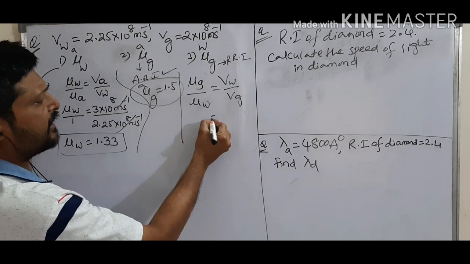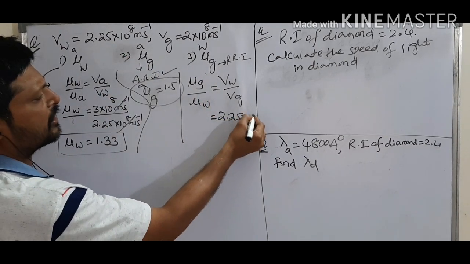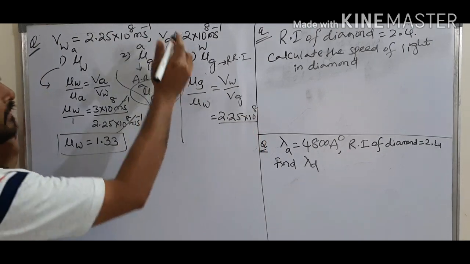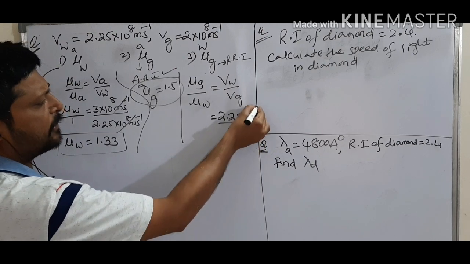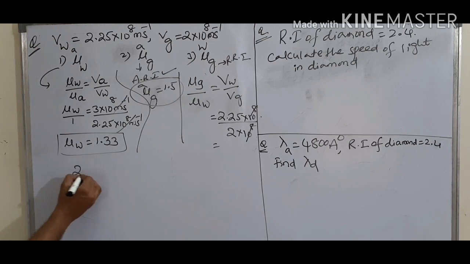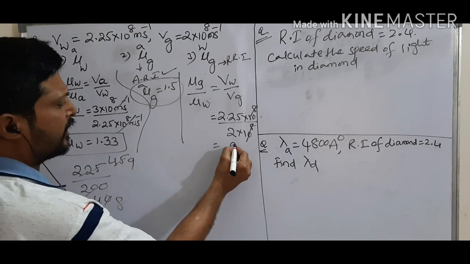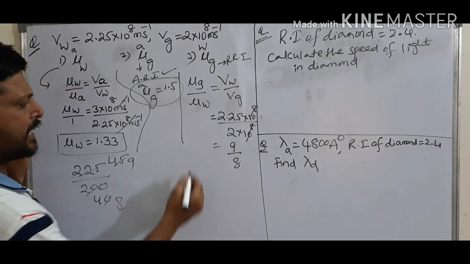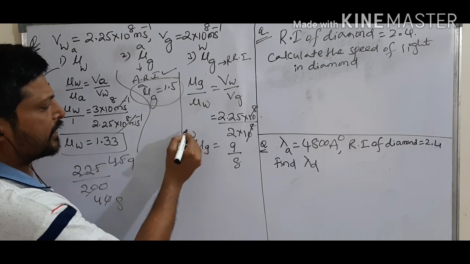This value we know: the speed of light in water is given as 2.25 into 10 to the power of 8, by the speed of light in glass, 2 into 10 to the power of 8 meter per second. Meter gets cancelled, 10 power 8 gets cancelled, leaving 2.25 by 2. That is 225 by 200, so this value is equal to 9 by 8. So this is the refractive index of glass with respect to water.